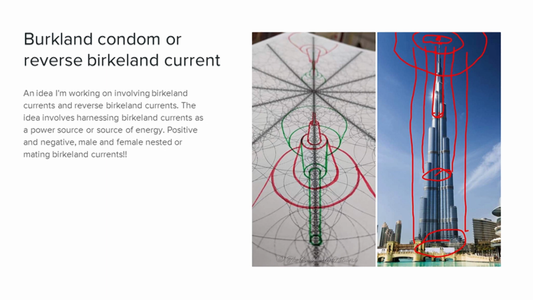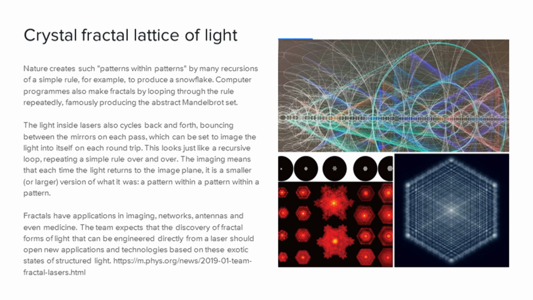Birkeland condom, or reverse Birkeland currents, and us using buildings and infrastructure as antenna for collecting energy from space. We know Birkeland currents exist. Can we tap into them, and are we already building buildings that are doing that? Crystal fractal lattice of light. I think it says enough. I mean, it's refraction. It's what light, lasers, are just now finding that light is doing already inside of its configuration.